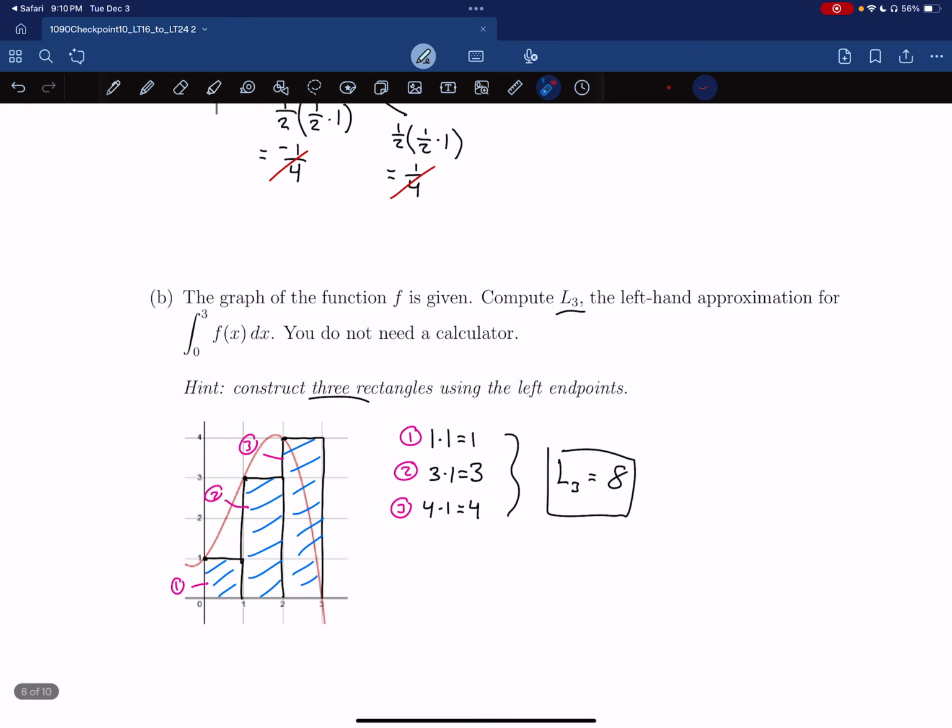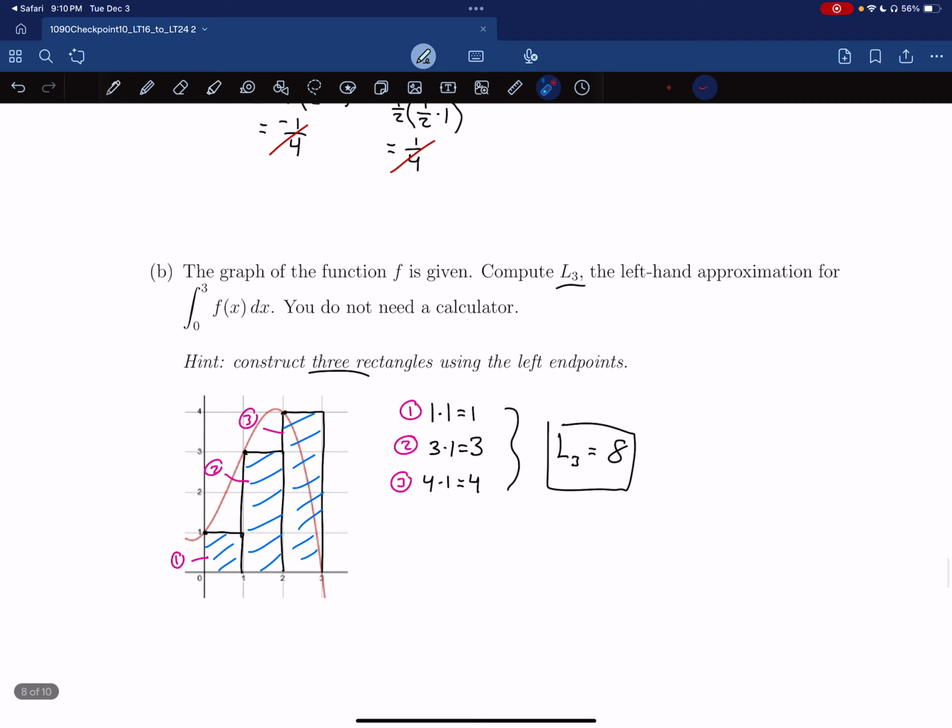In part B, we need to use a Riemann sum, specifically a left-handed approximation in this case. And it says we need 3 rectangles, which is indicated by L sub 3, 3 rectangles, using the left endpoints. So going along this curve, at x equals 0, we have our rectangle. At x equals 1, we have a rectangle. And at x equals 2. And then we calculate the areas of those rectangles, add them up, and we get our approximation.